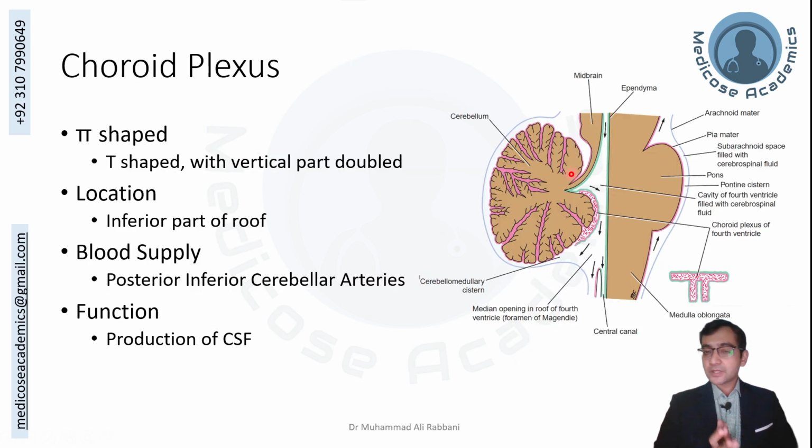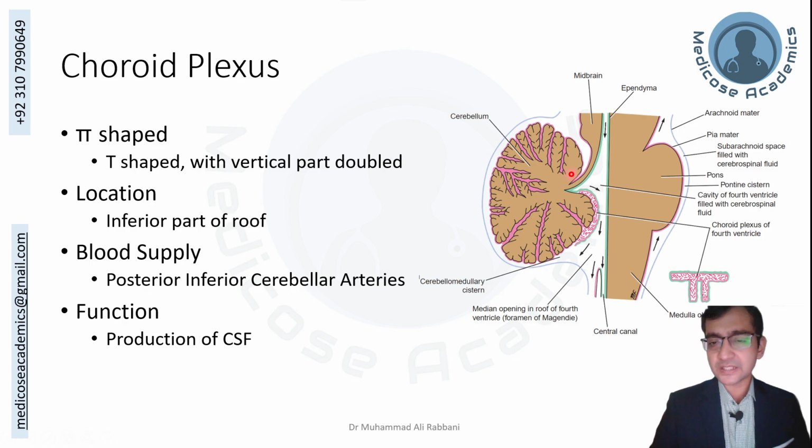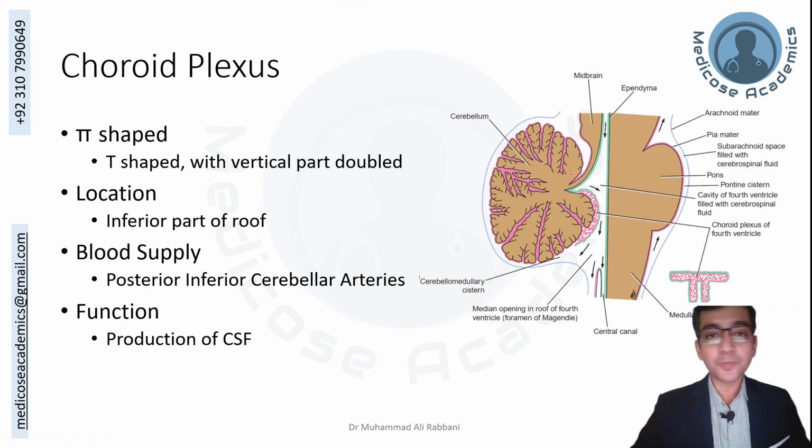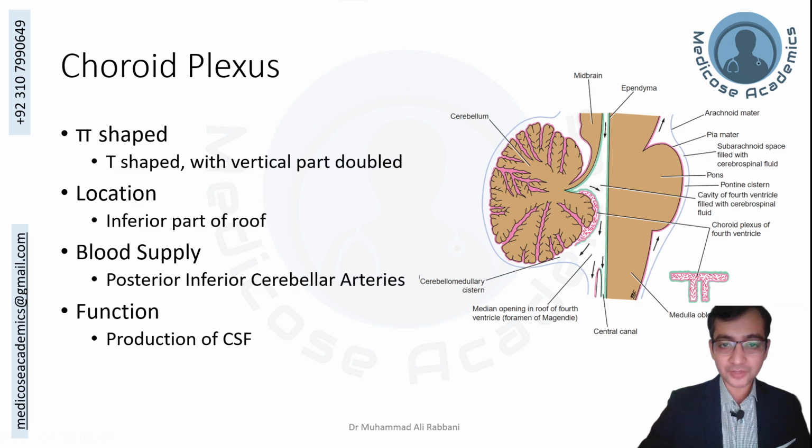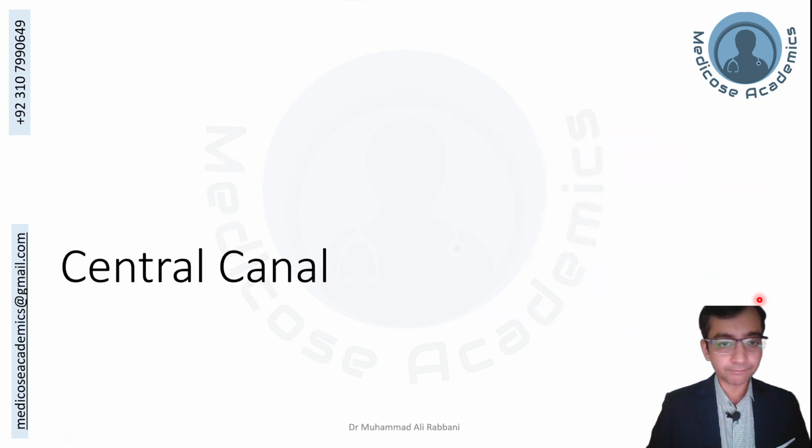The choroid plexus is present on the inferior aspect of the roof. It is T-shaped, and the T's lower part is doubled. It is shown right here, and its supply is from the posterior inferior cerebellar artery, and like all choroid plexus, it is made up of tela choroidea plus ependyma, and it produces CSF.